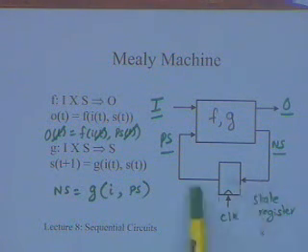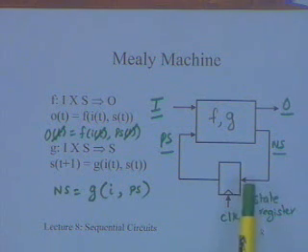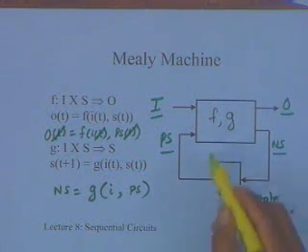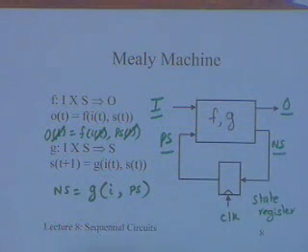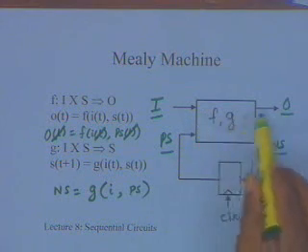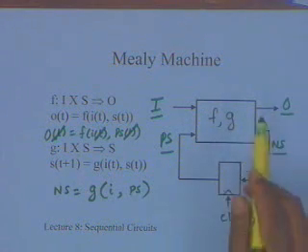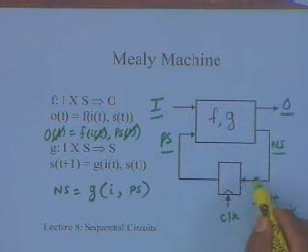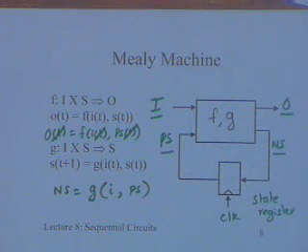As I said, the time part is taken care of by the state register, which will make this next state to be the present state after a delay, which corresponds to the clock cycle. So both these functions, F and G, which are combinational circuits, are implemented as part of the output function and the next state function. F is called the output function, G is called the next state function, and I have my state register which stores this information regarding the state.